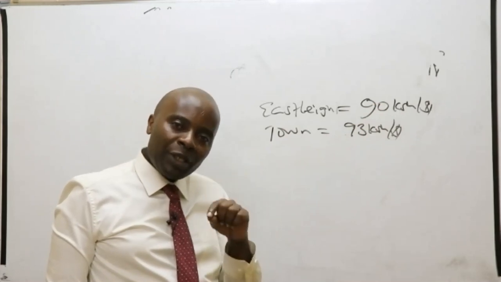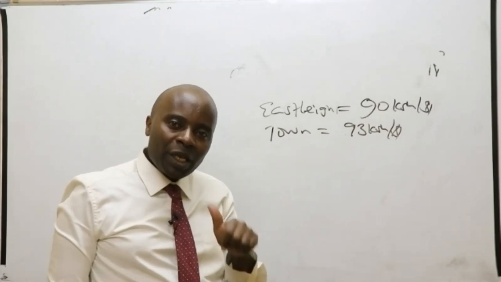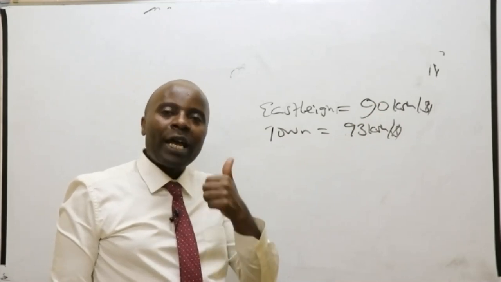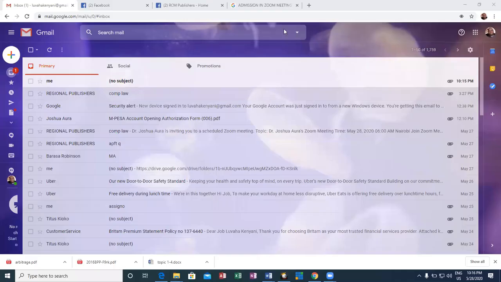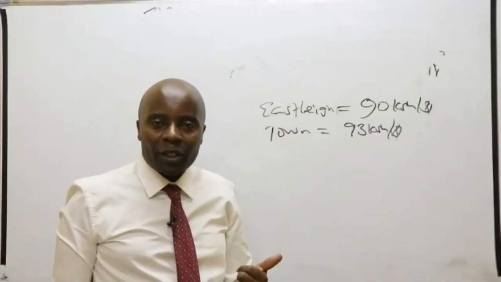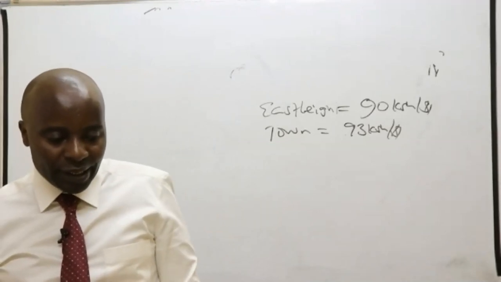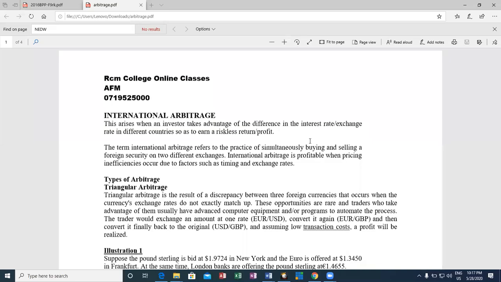So when we talk of arbitrage, ladies and gentlemen, profits, you need to know that arbitrage is the process of exploiting price differences of a particular foreign currency in different markets. So you can see my handout there, which I've already sent to you. International arbitrage arises when an investor takes advantage of a difference in interest rates or exchange rates in different countries or different markets, so as to earn a risk-free return or profit.